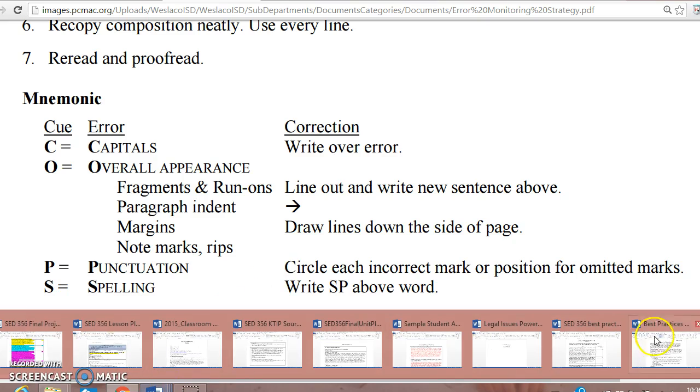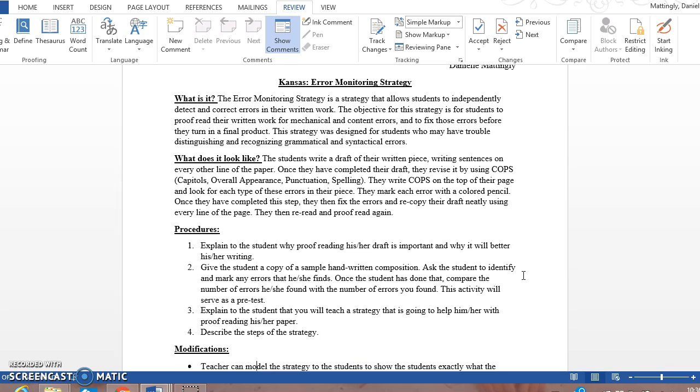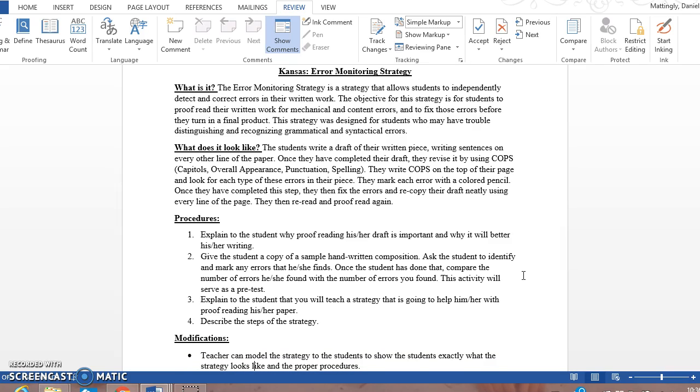So the procedures for this strategy is that you'll want to explain to the student why proofreading his or her draft is important and why it's going to better his or her writing, because of course it's important for students to understand the objective of what it is that you're going to be teaching them. And then as a pretest, before you've even explained the strategy, you want to give the student a copy of a sample handwritten composition. You're then going to ask the student to identify and mark any errors that he or she finds. So you'll give the student time to do that.